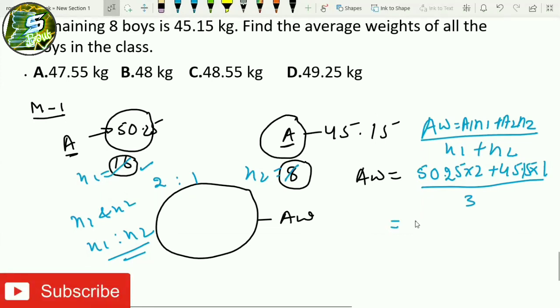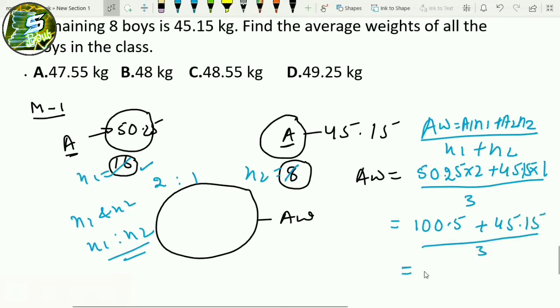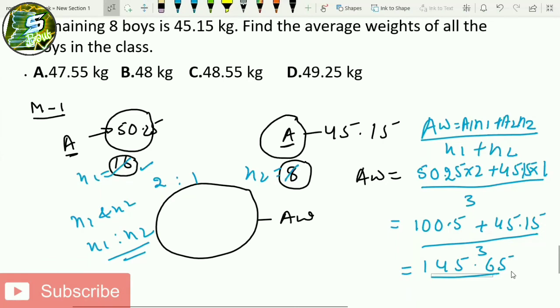I'll be getting 100.5 plus 45.15, whole divided by 3, which is nothing but 145.65 whole divided by 3.